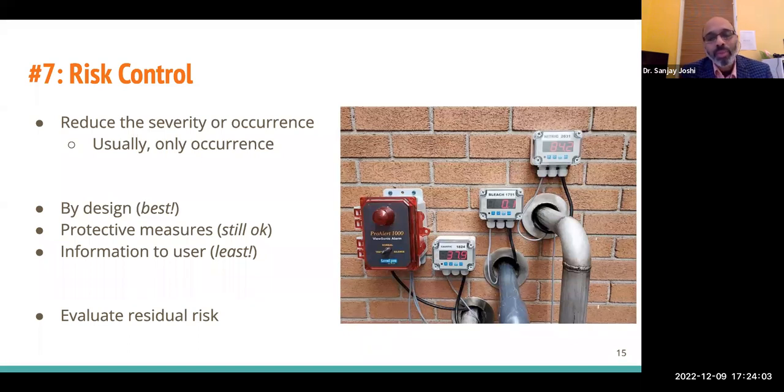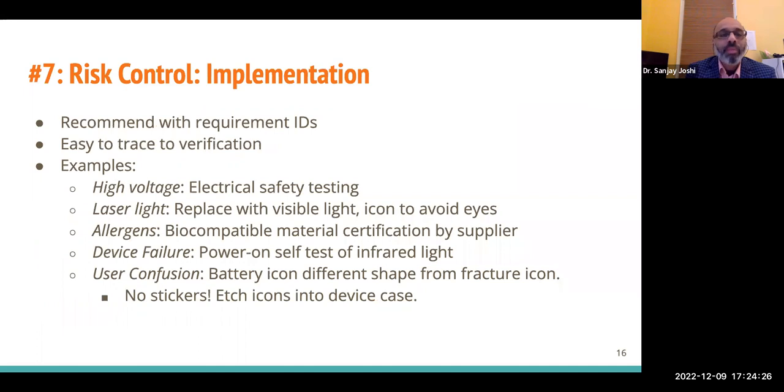The least preferred ones are information to user. If you say something in the user manual, in fact, we don't even use it. In all the companies that I have worked with, we do not use information to user to document a reduction of risk. We say that, yes, we supply the information, but you're not going to count on it. And then you evaluate the residual risk.